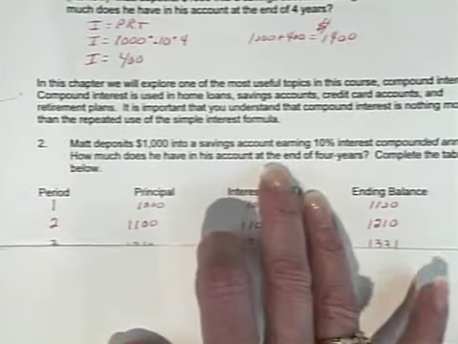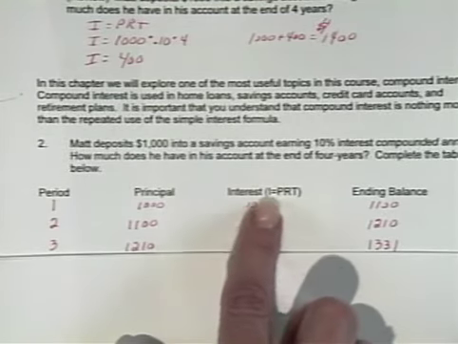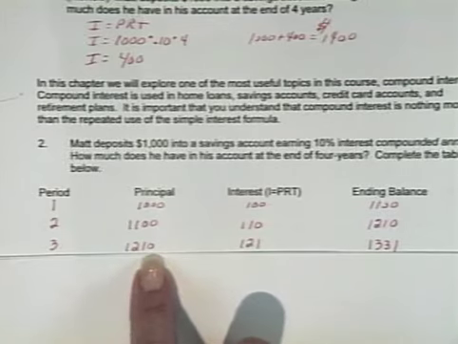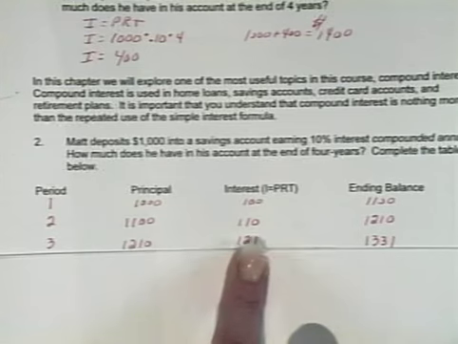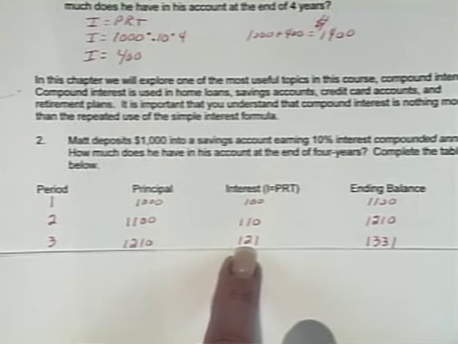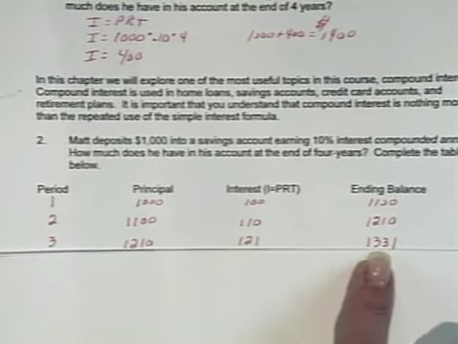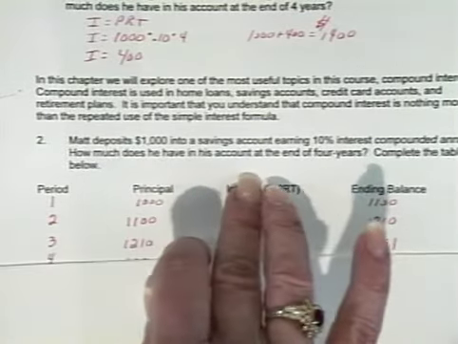Third year. Principal is now $1,210. Interest is I equal PRT. Principal is $1,210. Rate is 10%. Time is 1 year. During the third year, Matt would have earned $121. The difference between the 110 and the 121 is the interest on the prior interest. Ending balance at the end of 3 years is $1,331. Is that making sense? The repeated use of simple interest is all that compound interest is.